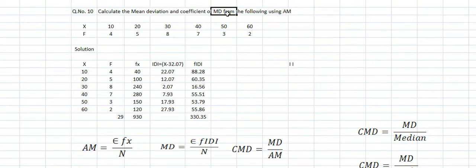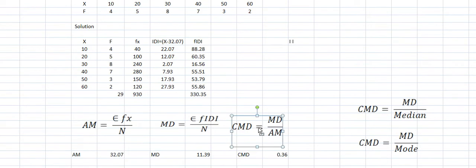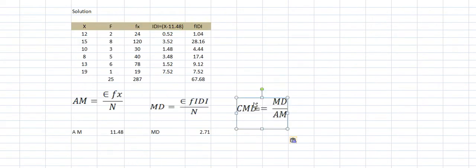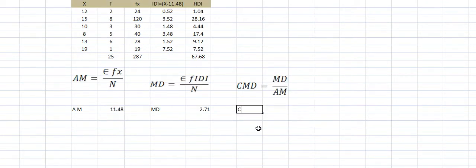Now see, the question is mean deviation and coefficient of mean deviation, right? So you need to find the coefficient now. Coefficient formula is this one. If the coefficient is based on mean, then mean deviation by mean. If it is based on median, mean deviation by median, like that. So coefficient of mean deviation equal to mean deviation, which is 2.71, divided by the arithmetic mean, which is here 11.48. So this was the answer for you by using the arithmetic mean, right?